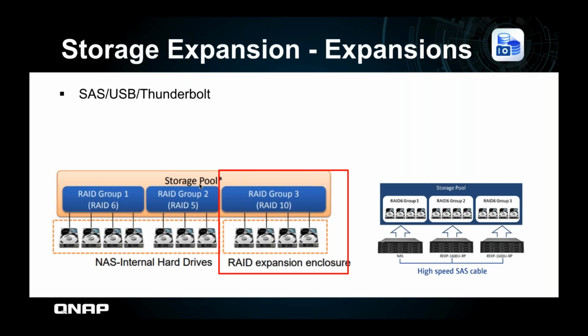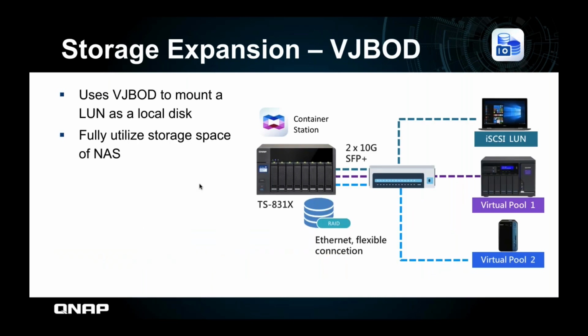We have expansion units that connect through SAS, units that connect through USB, and units that connect through Thunderbolt to easily expand your storage. You can also expand your storage with virtual JBOD. That is basically where you allow one NAS to share its unused storage with another NAS. It just makes an iSCSI LUN and maps it onto another NAS.